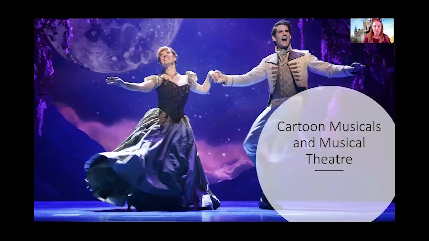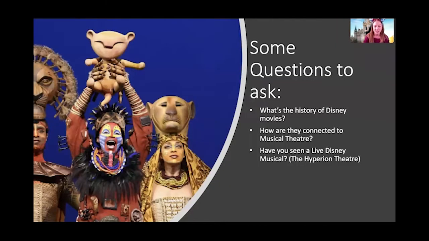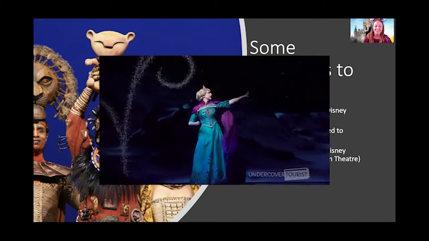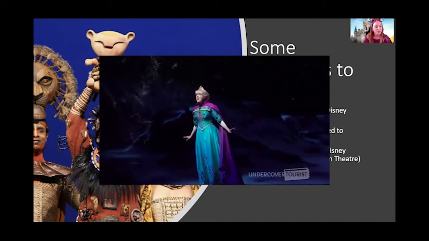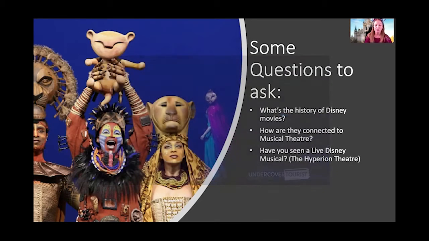Our first question is, what's the history of Disney movies, and how are they connected to musicals? The plot structure is very similar, so how did that come to be? Even today, Disney still makes musical versions of their most popular movies. Has anyone seen the Frozen or Aladdin shows at the Hyperion Theater in Disneyland? Disney movies and musicals are connected, and by looking at the history of musical theater, not only can we get better at performing musical theater, we can learn something about Disney too.